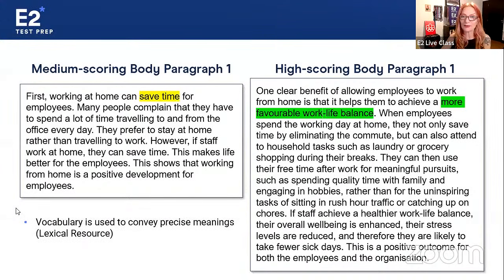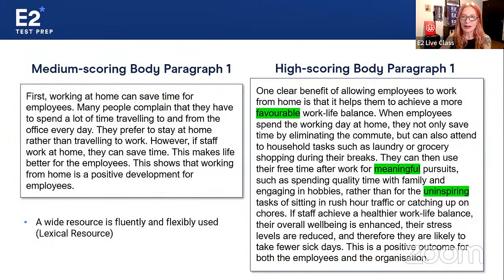Here we go, save time. So it's very straightforward, very basic. It's a more favorable life balance, which of course is connected to saving time. So you can see the difference right here in the topic sentence, how the point is being presented, the idea is being presented with richer vocabulary, and it's more meaningful.